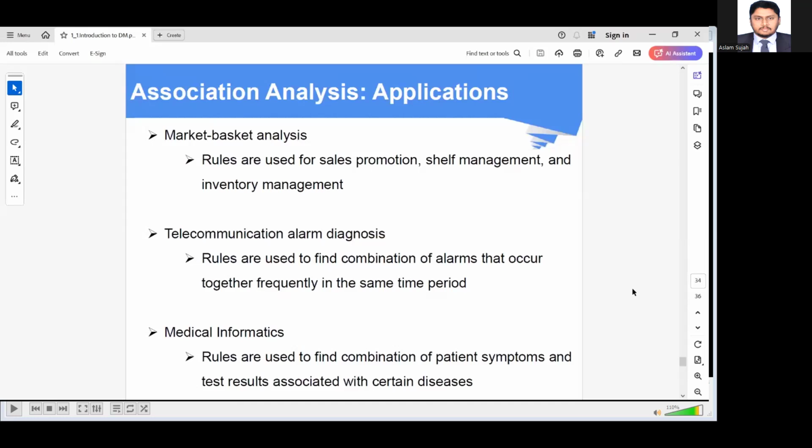How are we planning the things? You can analyze the data, right? You can extract some association rules. Depending on that, you can do something, right?